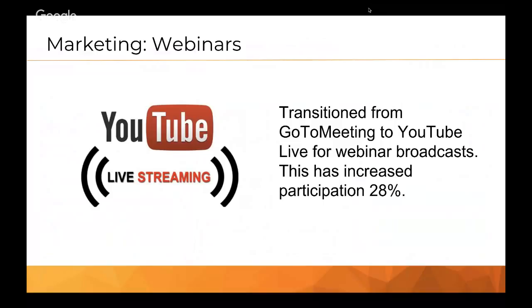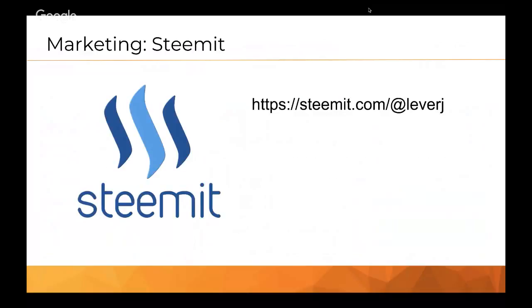We've recently transitioned from GoToMeeting to YouTube Live for webinar broadcasts. This, along with a consistent schedule of webinars, has increased our participation around 28% over this past month. Beginning this last quarter, we started exploring Steemit. I think Steemit is a good spot for Leverj, a crypto-centric site, similar to Reddit in that they have good focused channels. And Joe has started off by posting our trader dictionary and videos on DTube, and we'll look to engage the community there as we move forward.